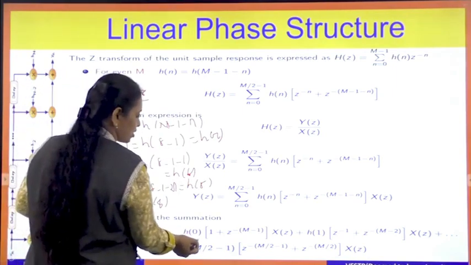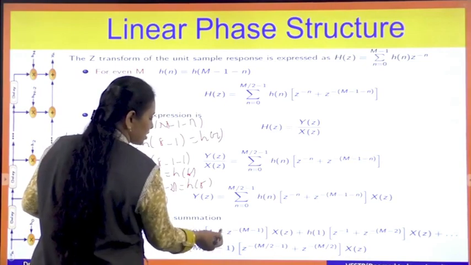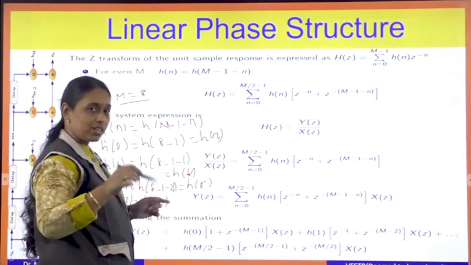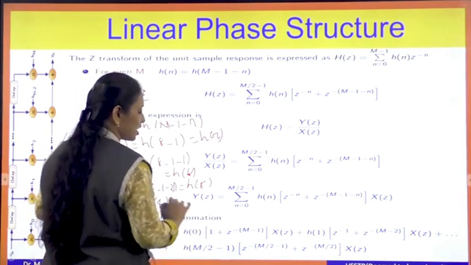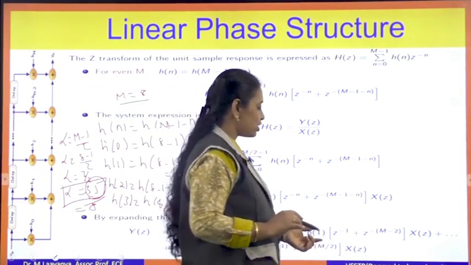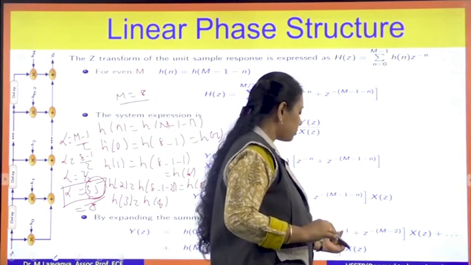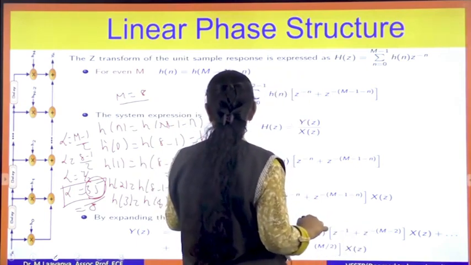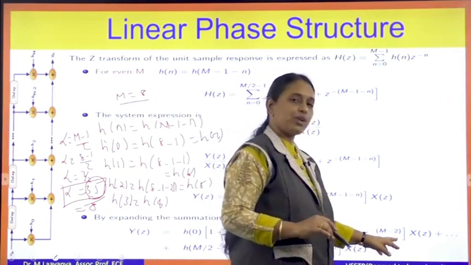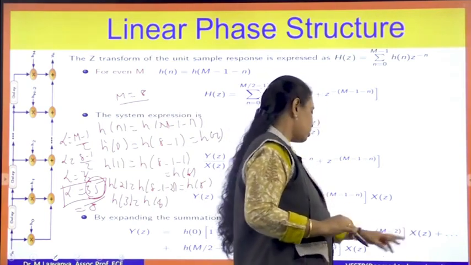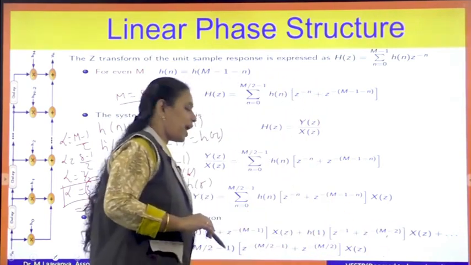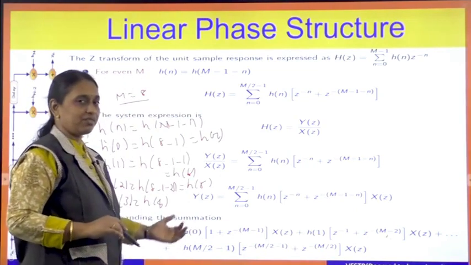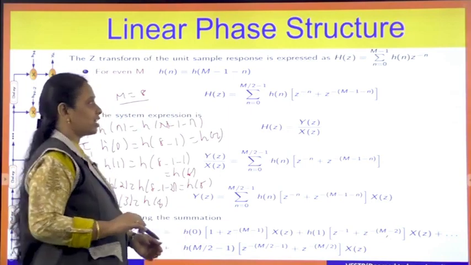See here, h of 0 and z power 0 plus z power m minus 1. M is what? 8. 8 minus 1, 7. So the 7th value is equal. Similarly, h of n, which two values are equal? Z power minus 1 and z power, which two are equal? 6. So m minus 2, 8 minus 2 is 6, x of z plus etc. up to m by 2 minus 1. Like this we will get the equation. We have to realize this particular equation.